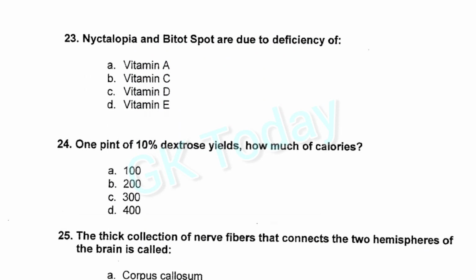Question number 23. Nyctalopia and Bitot spot are due to deficiency of? Correct answer is option A, vitamin A. Question 24. 1 pint of 10% dextrose yields how many calories? Correct answer is option B, 200.